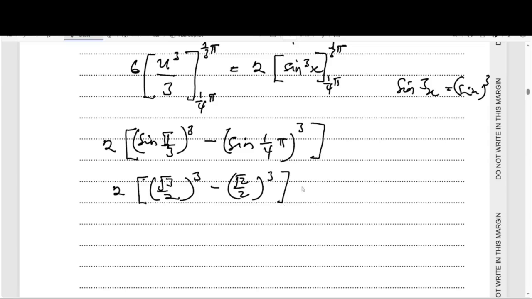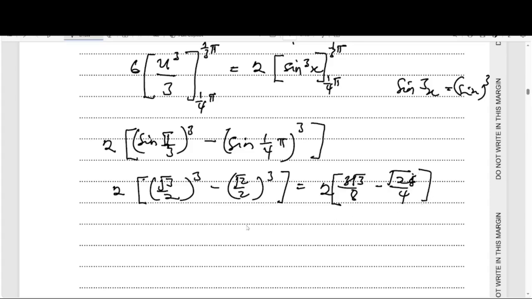And let's try and simplify. That gives us 2 outside. Then I have root 3 over 2 all cubed is going to be 3 root 3 over 8. And then minus 2... no, root 2 over 2 exponent 3 has to be root 2 again over 4. Right, root 2 over 4, because the 2 will cancel the 2 that will come up there.